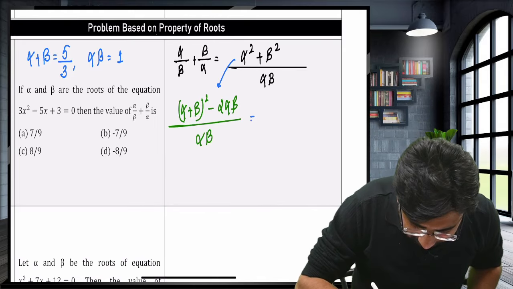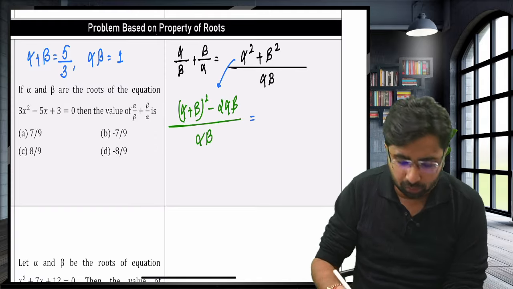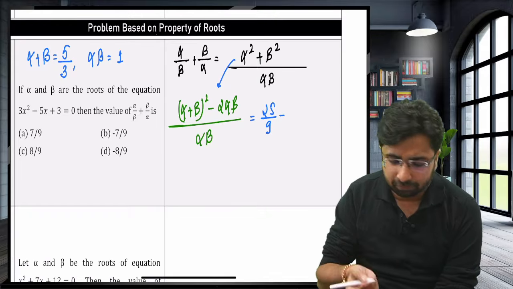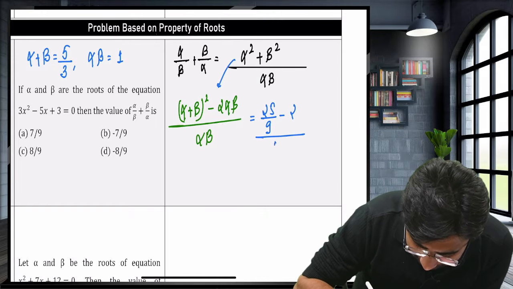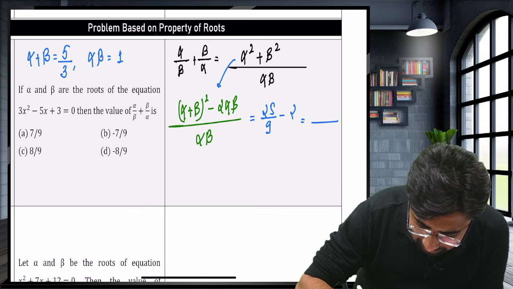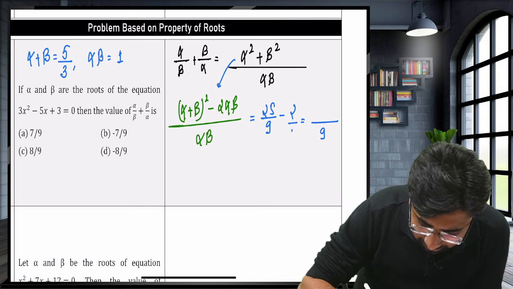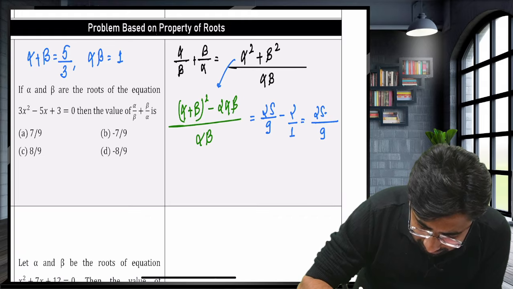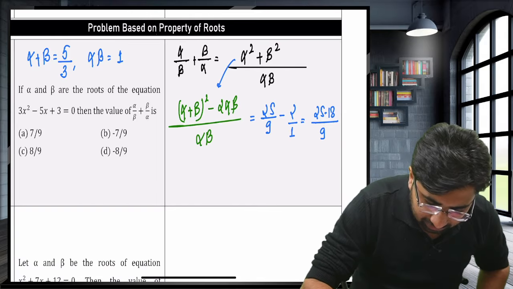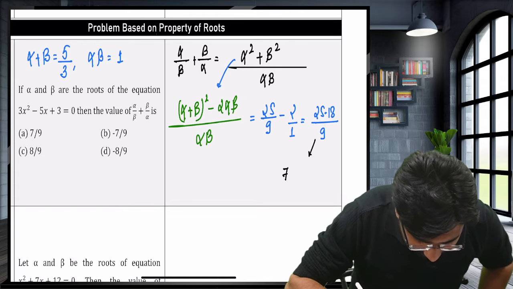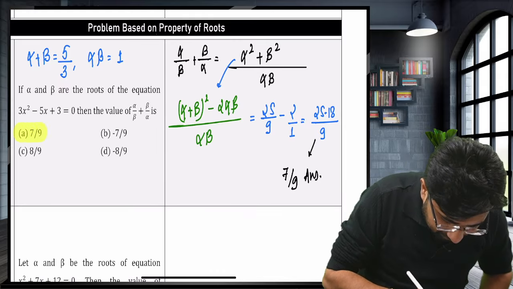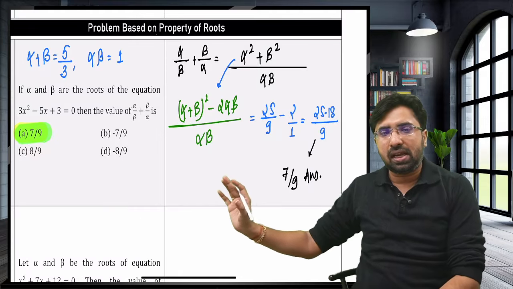Let's do it guys with me. What is alpha plus beta? 5 by 3 whole square, 25 upon 9 minus 2 times alpha into beta. Alpha into beta is 1 divided by 1. Even if you don't write, that is not a problem. So I will not write that divided by 1. So guys, you will take the LCM as 9. Nothing is written, you can write 1. So 25 minus 18. You will get the answer as 7 upon 9 is the right answer. Option A is the right answer.